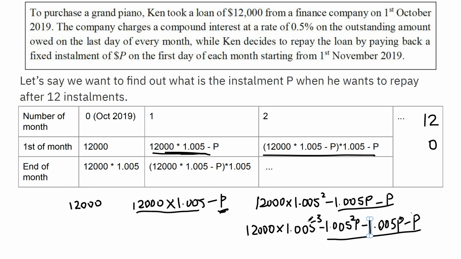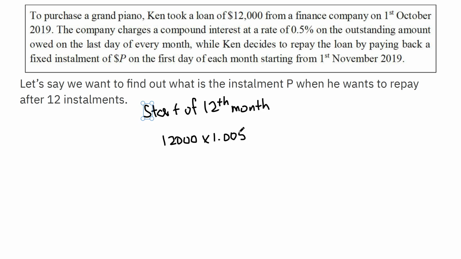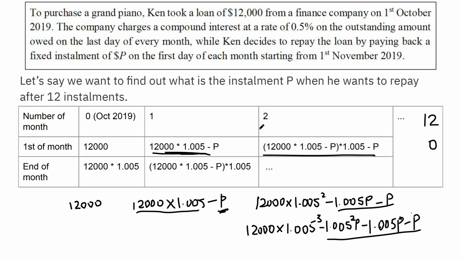So at the start of the 12th month, the beginning should be 12,000 times 1.005 to the power of 12. So let's write that down. So start of 12th month, 12,000 multiplied by 1.005 to the power of 12. Okay, now let's look at the other part.